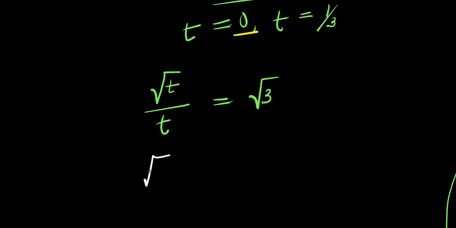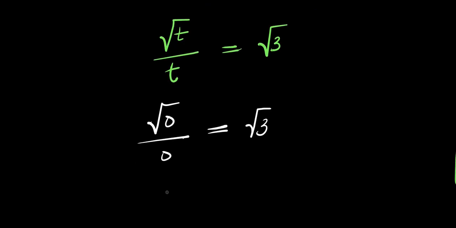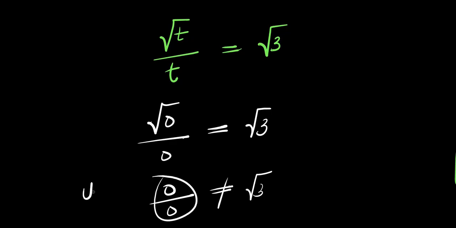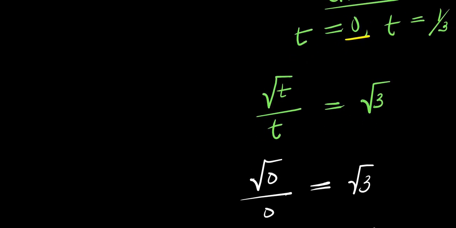you're going to have square root of 0 divided by 0 equals square root of 3. Obviously no, because square root of 0 is 0 divided by 0. This is not root 3. In fact, 0 divided by 0 is undefined. So that is cancelled.